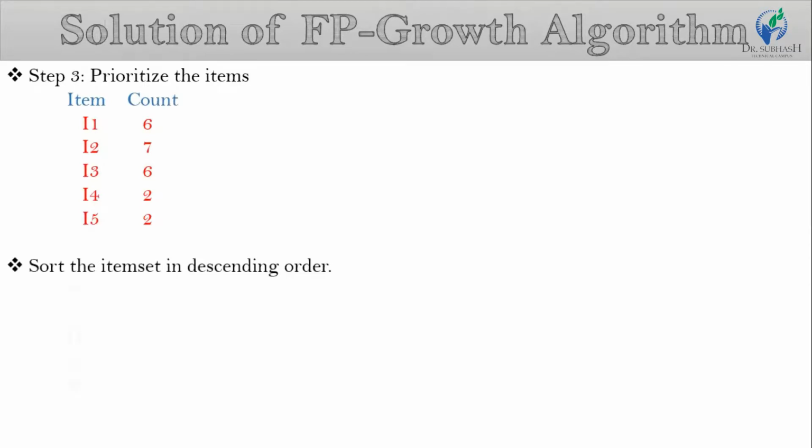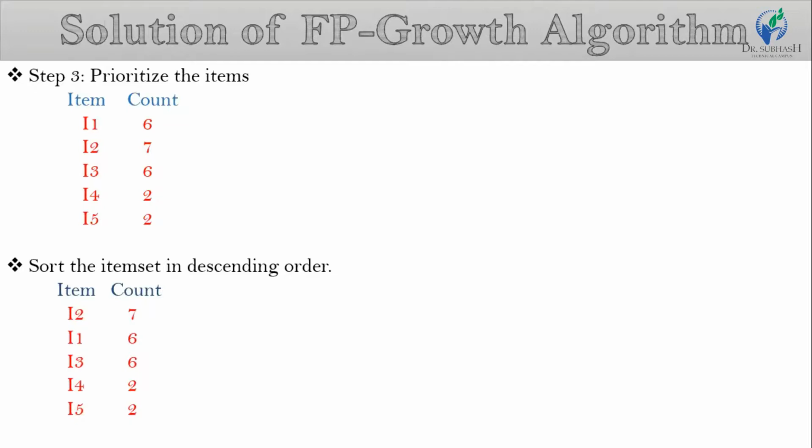So I2 occurs 7 times, it is our first item. Then the second item is I1, which occurs 6 times. Then I3, which occurs 6 times. Then I4, which occurs 2 times. Then I5, which occurs 2 times. So our order is I2, then I1, then I3, then I4, then I5.